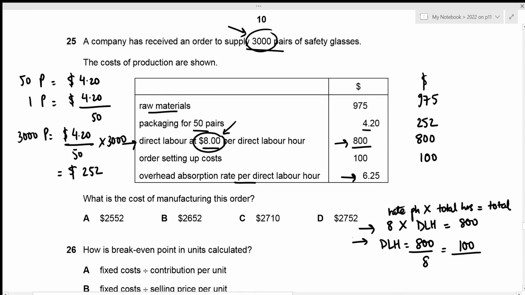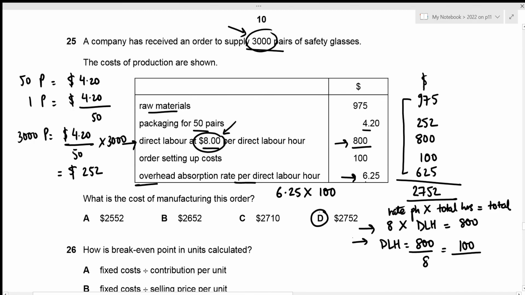Now we need to figure out the total overheads from this overhead absorption rate. So that's 6.25 for each direct labor hour. So our total overhead is just going to be 6.25 times the number of direct labor hours, which is 100. This results in the total of 625. So these are all of the costs. So now we just need to add these 5 amounts. That's 975 plus 252 plus 800 plus 100 plus 625, which results in the total of 2,752. This is the total cost of manufacturing this order to supply 3,000 pairs of safety glasses. And this value is given in option D, so that will be our correct answer.